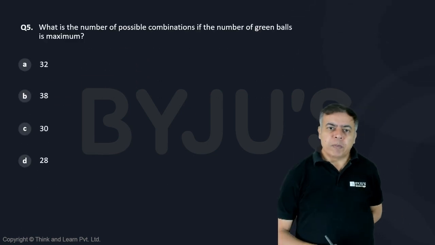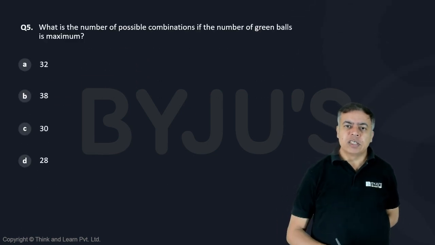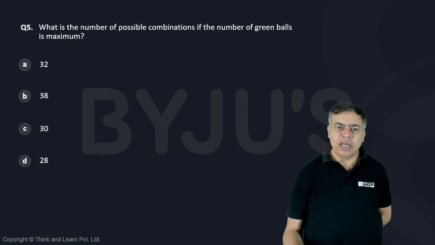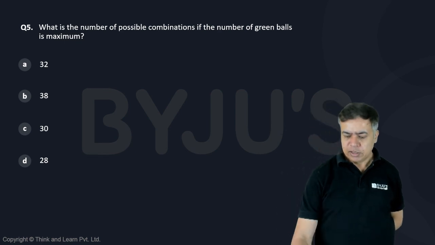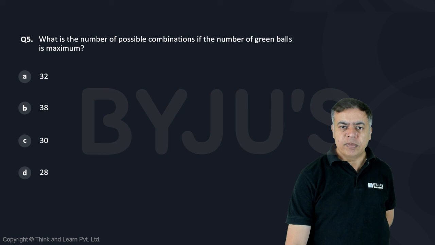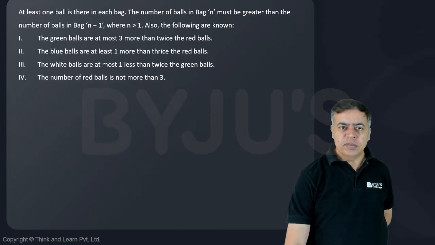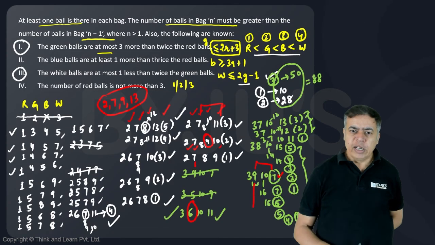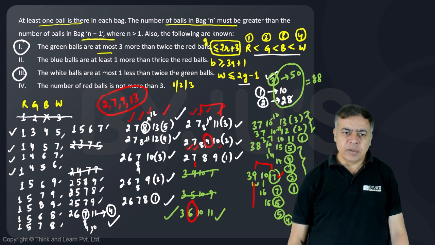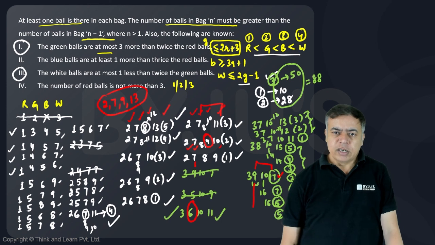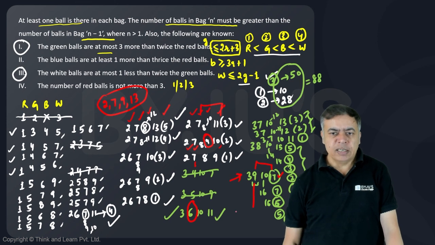Okay, what is the number of possible combinations if the number of green balls is maximum? Number of green balls should be maximum, then the number of possible combinations. Let's come back to the solution. Where are green balls maximum? Green balls are maximum at, okay, here it is 7, 8, 9. So green balls maximum are 9, right? In the last case when we have green balls maximum at 9.